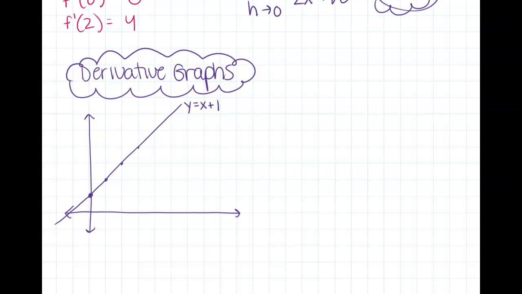Okay, so we have the line y equals x plus 1. And then if we try to find the slope of the tangent line all along here, well, if we look, the slope is just up 1 over 1, up 1 over 1, up 1 over 1. The slope is 1 all the time. So our derivative graph is just the line y equals 1. So y prime equals 1. Y equals x plus 1, y prime equals 1. So that's what we do when it is the graph of a line.